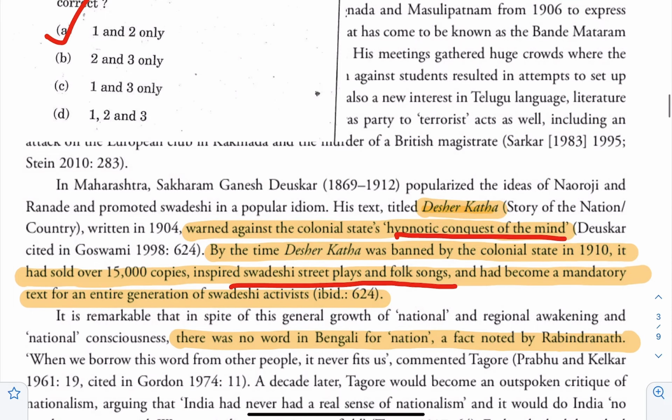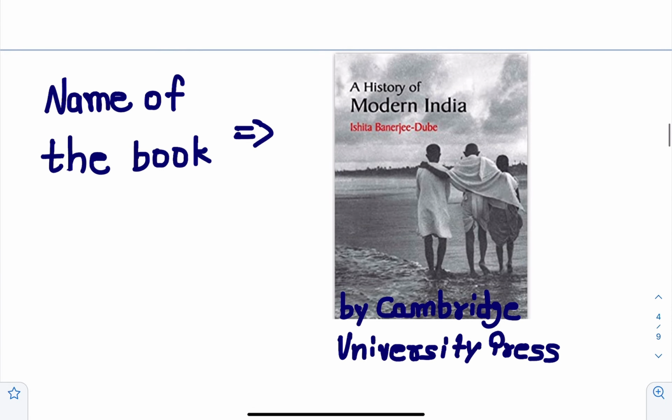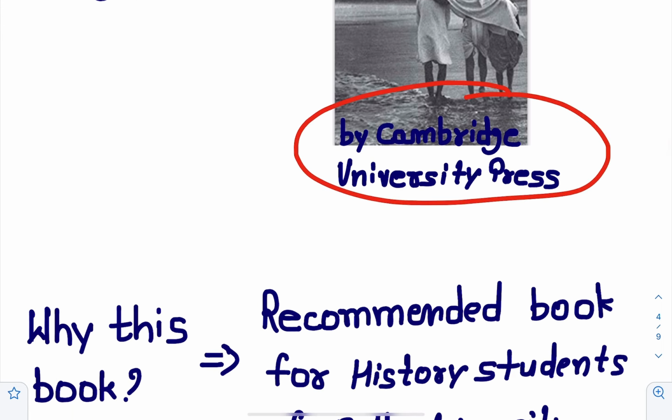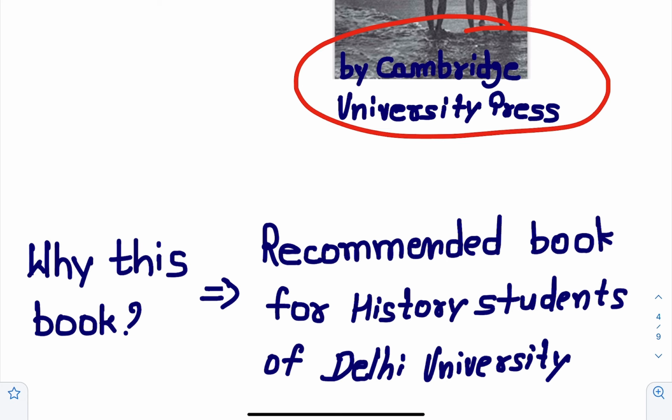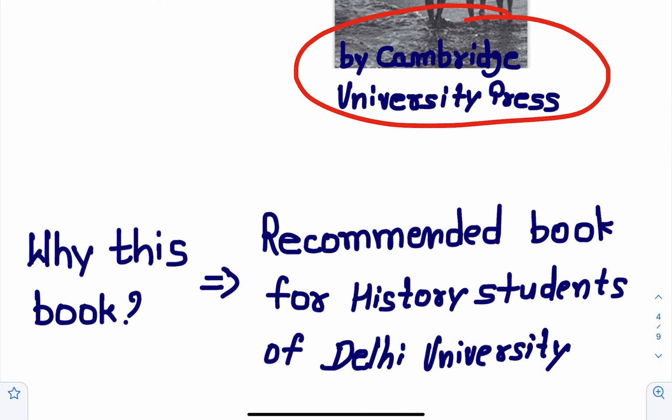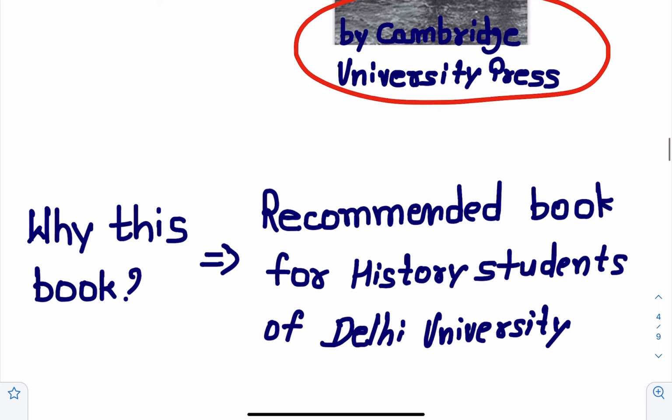So this question was directly asked from this book. So what was the name of this book? The name of this book is History of Modern India by Cambridge University Press. And now people ask me very often that why this book, why are they asking questions from these books and not from the NCERTs. This book is basically recommended for history students of Delhi University, and it is very much known fact to people, and commonsensical understanding also, that people from these central universities, be it Delhi University or the IGNOU or other central universities, they obviously must be setting the questions for history.